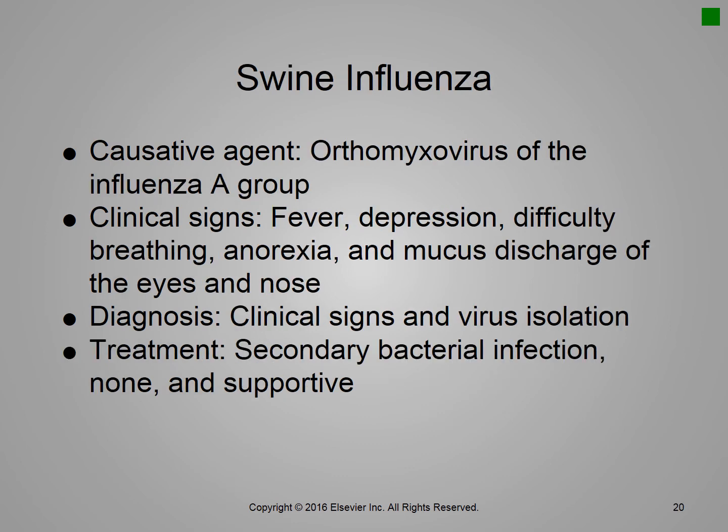Swine influenza, boy, you hear a lot about swine influenza and people and all that kind of stuff. It's another virus of the influenza A group. And when they get it, they're going to have fever, depression, difficulty breathing, anorexia, mucus discharge of the eyes and nose. A lot of what we look like when we get influenza, only we don't have as much upper respiratory probably. And it's clinical signs, virus isolation. You really do need to definitively diagnose it. You can often end up with secondary bacterial infections with these guys, and they get into pneumonias and they get really sick.